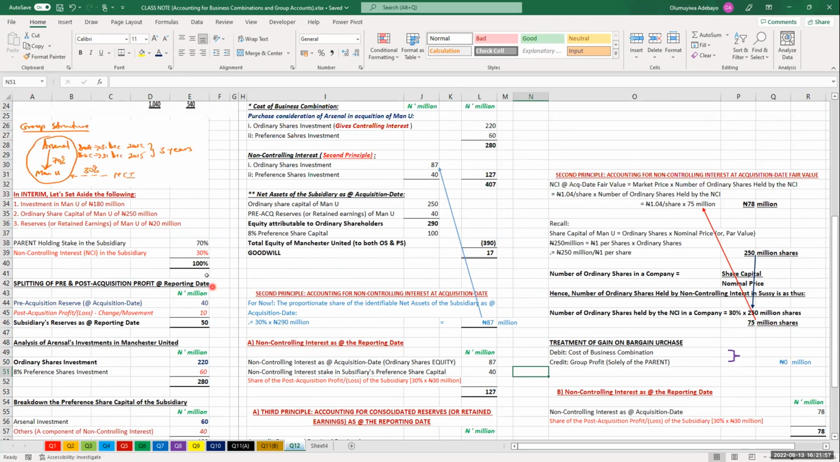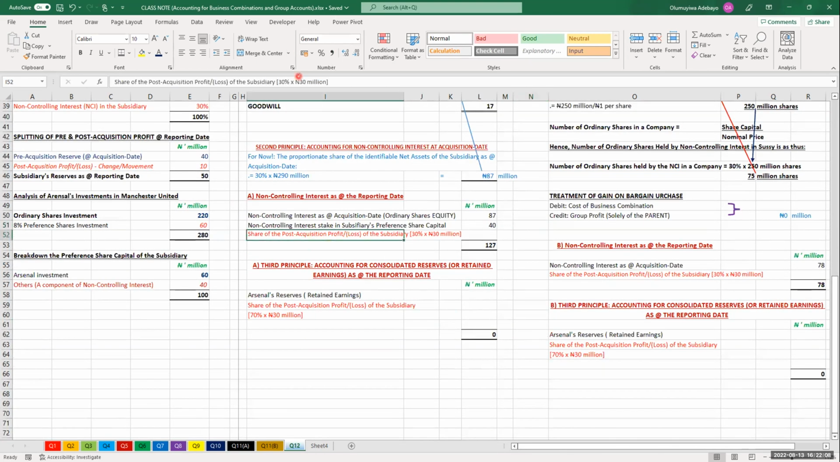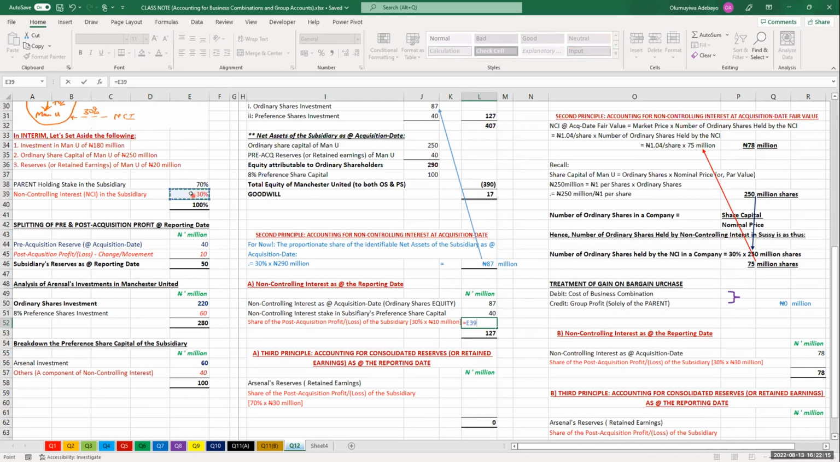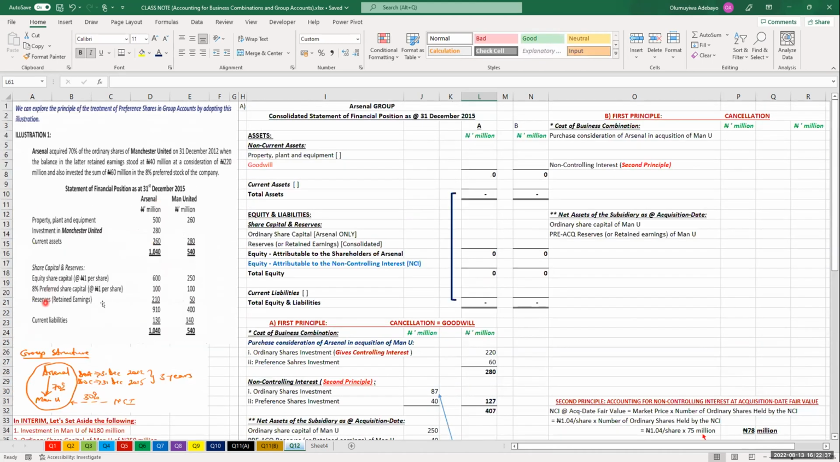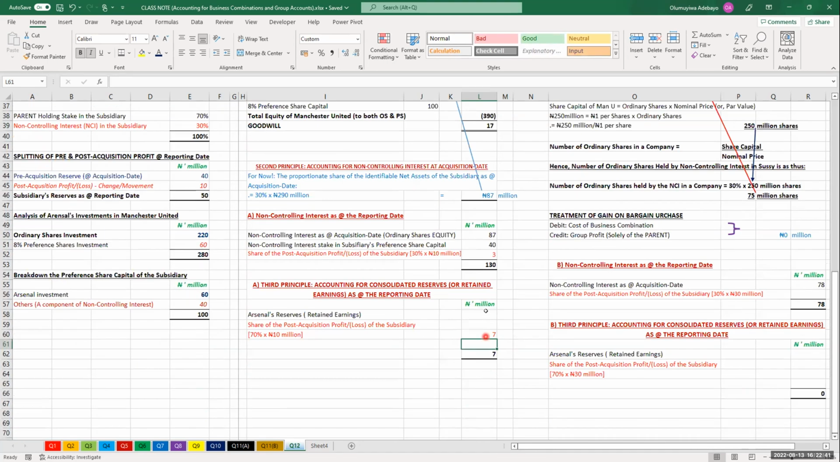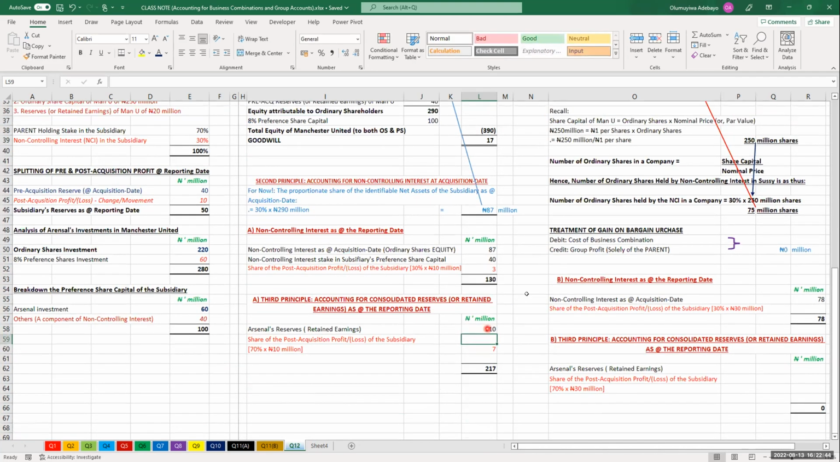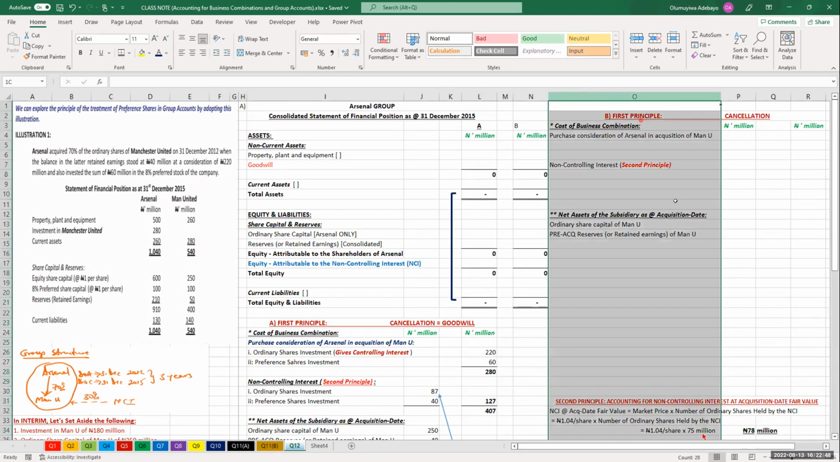Okay, now in share of profits, it's only ordinary share that participate in it, and you're going to use the ratio of ordinary share 70-30, which means 30% of 10. And I come here to say 30% of 10. Okay, and this will be 70% of 10. Whereas our retained earnings for the parent is 210. I come here, 210. Okay, that's 217.